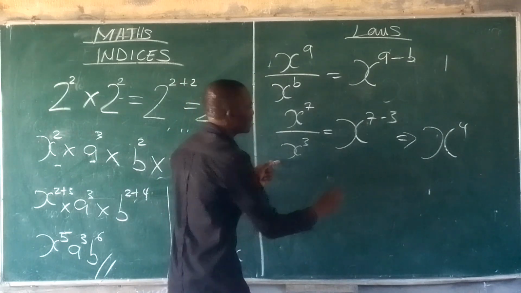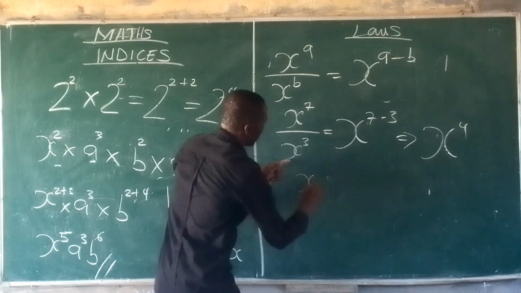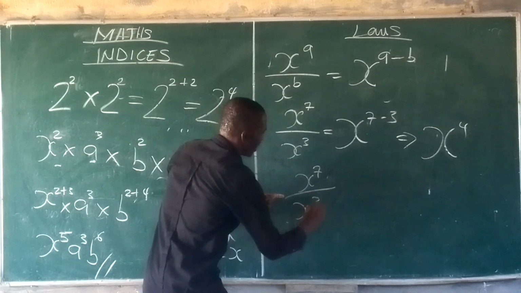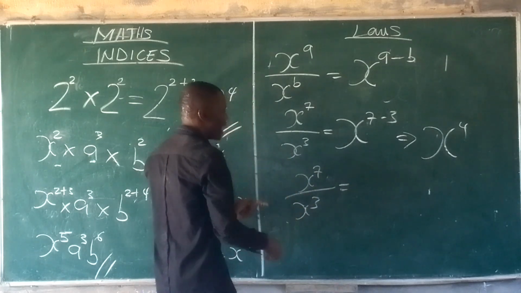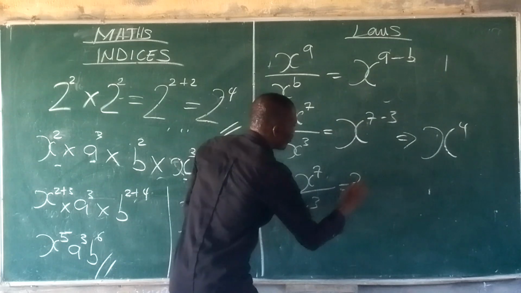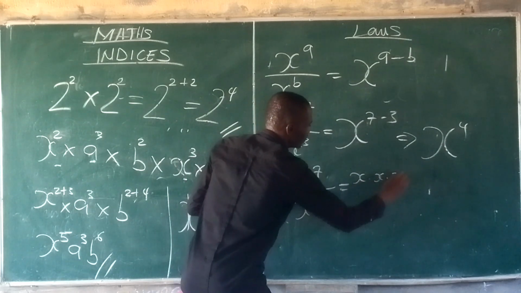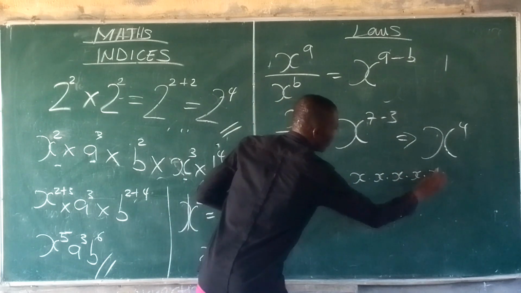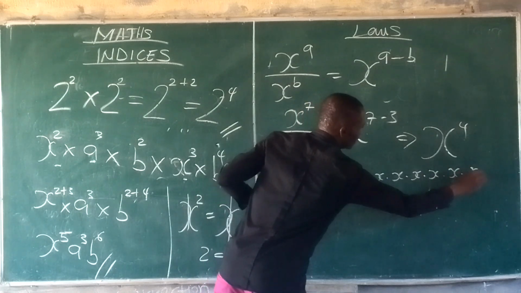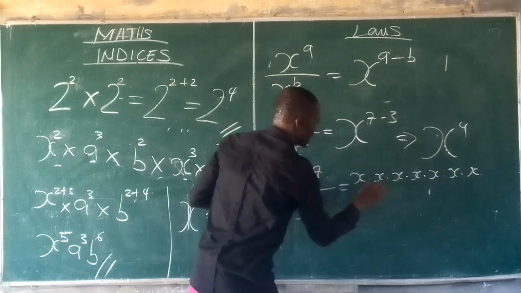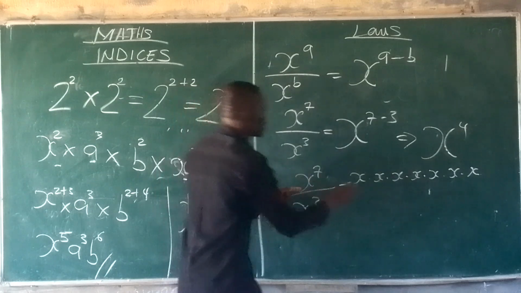Let's say for another instance, you can have x to the power of 7 multiplied by x to the power of 3. When I also multiply and divide, sorry for that, we have 1, 2, 3, 4, 5, 6, 7. We're talking about indices. Okay?